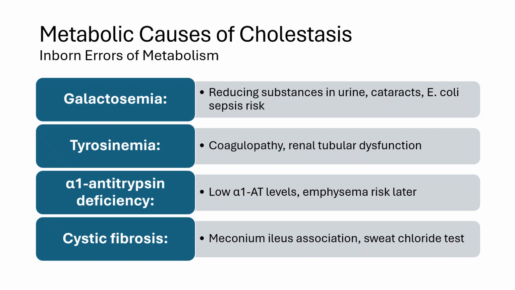Cystic fibrosis presents with cholestasis through inspissated bile syndrome. Abnormal CFTR protein affects bile composition and flow, leading to plugging of bile ducts with thick secretions. While meconium ileus raises immediate suspicion, some infants present first with cholestasis. The sweat chloride test remains diagnostic, though genetic testing increasingly serves as first-line evaluation.